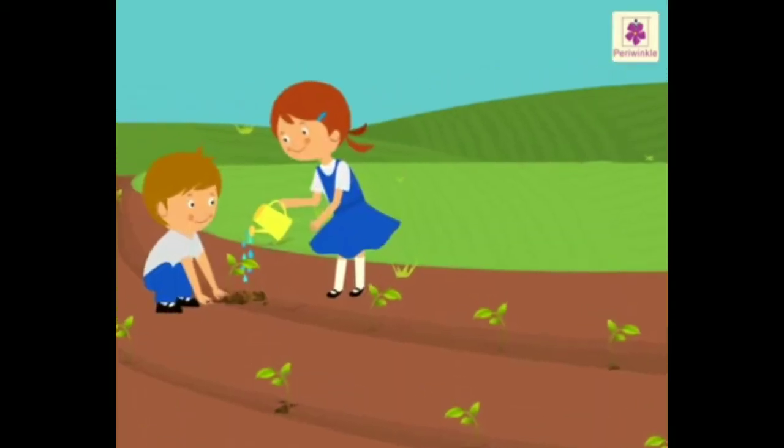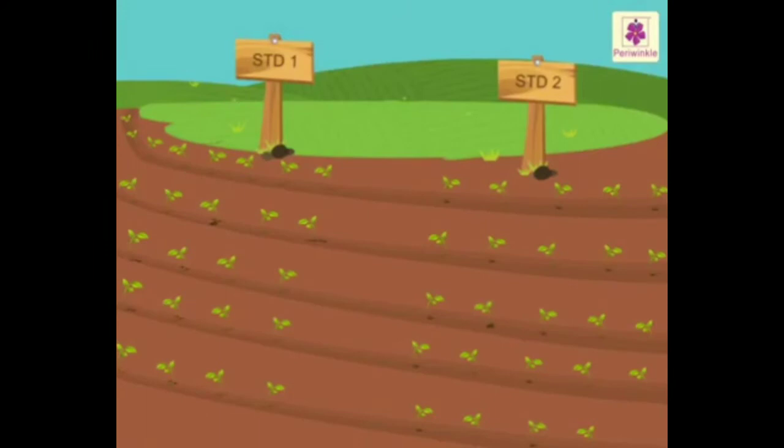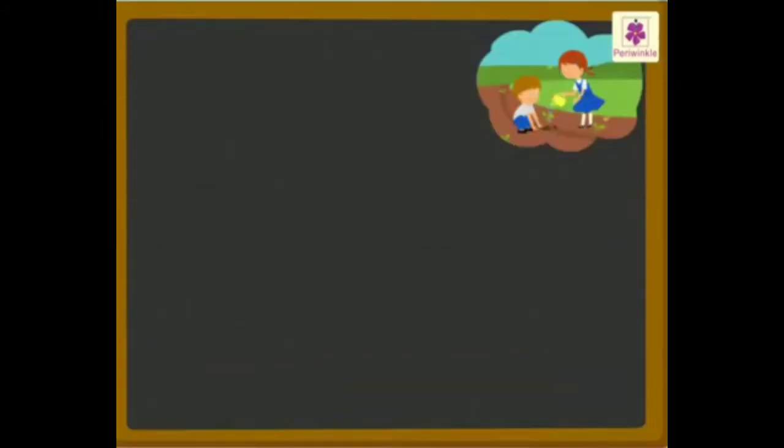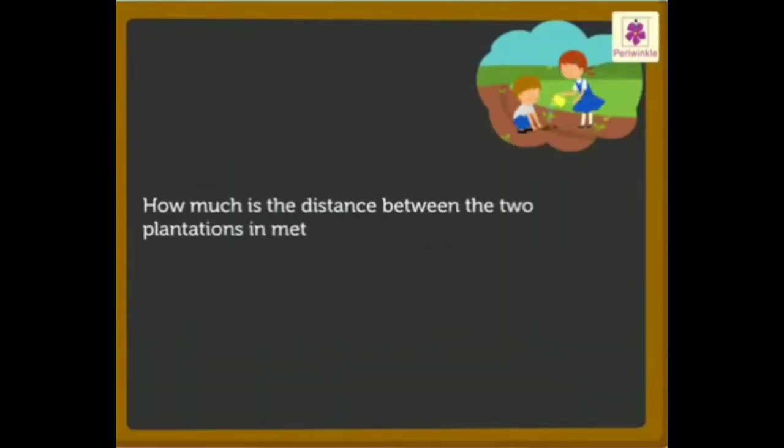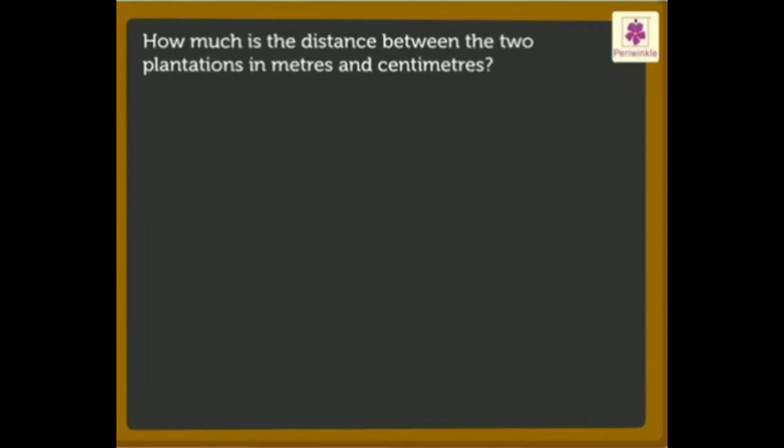Now it's time to plant some trees. The children of Standard 1 and 2 have planted the saplings over a distance of 785 centimeters from each other. How much is the distance between the two plantations in meters and centimeters? To find the answer, we need to convert centimeters into meters and centimeters.